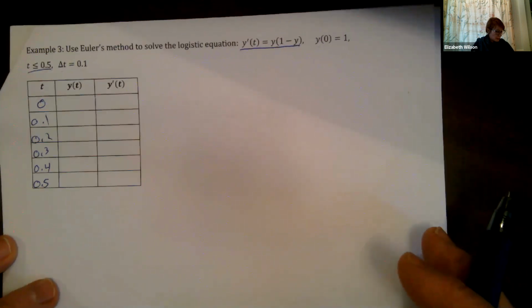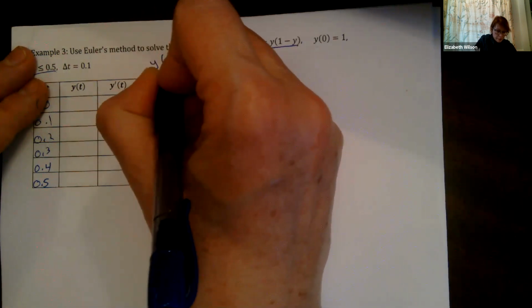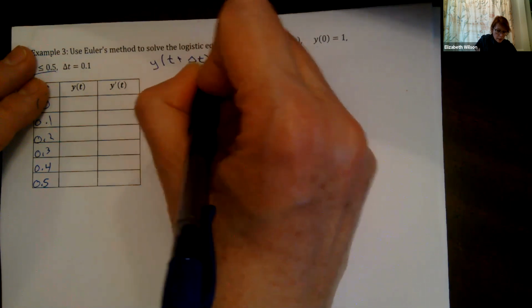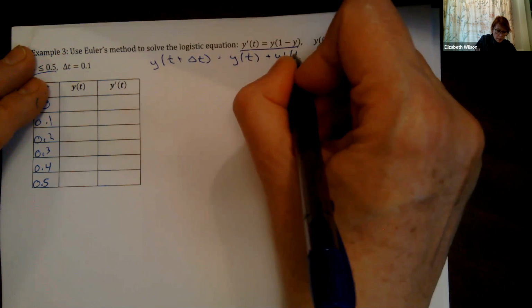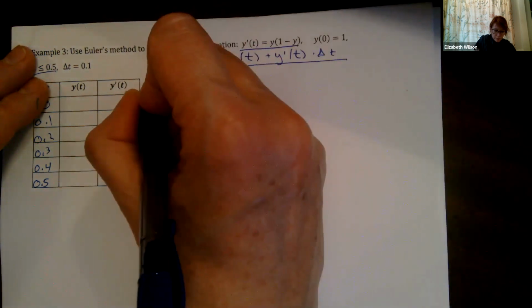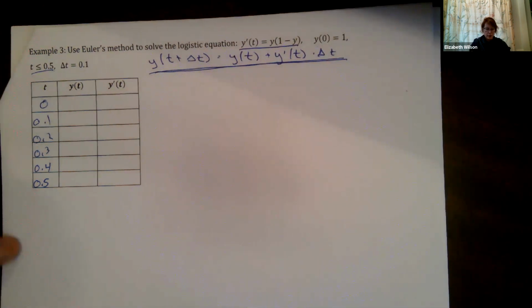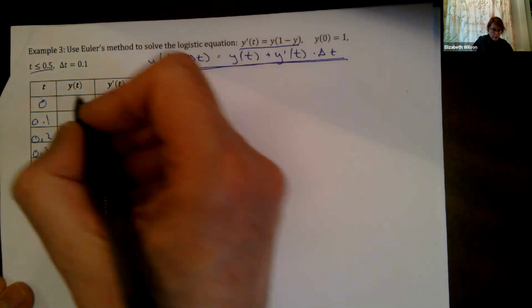So let's remember again our Euler's equation. I'm going to write it down. y of t plus delta t equals y of t plus y prime of t times delta t. So this is Euler's equation. This helps us calculate out the next bit. Now, we have an initial condition y of 0 equals 1. I'm going to fill that out.